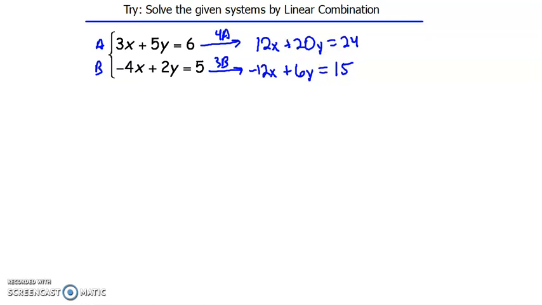I'm going to pause the video now. Go ahead and add those two equations together. Solve for y. Plug it back in and see if you can't find the entire coordinate. When you restart the video, the solution will be on the screen. Go ahead and pause now.